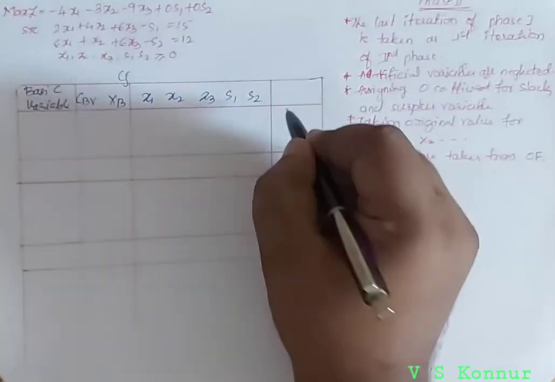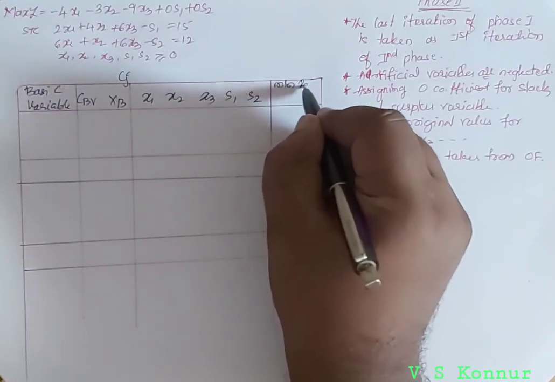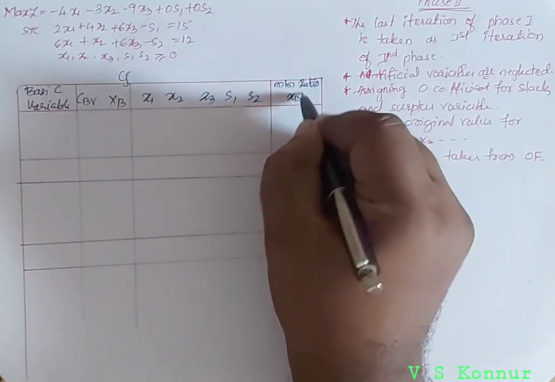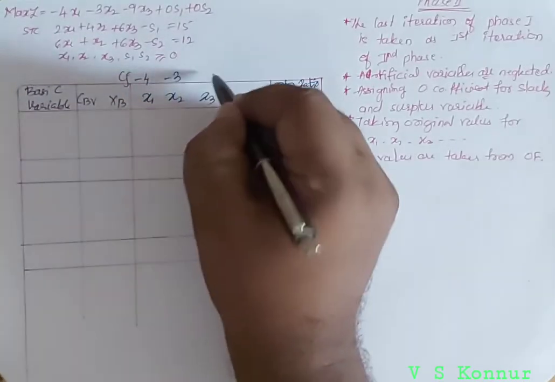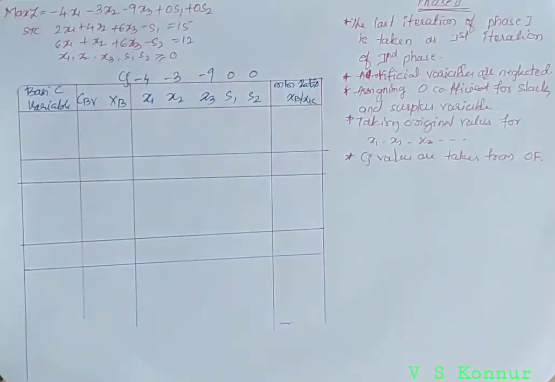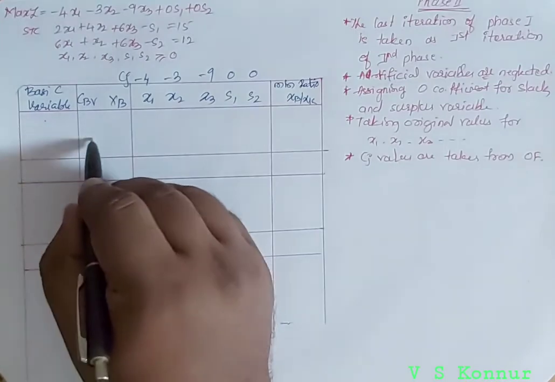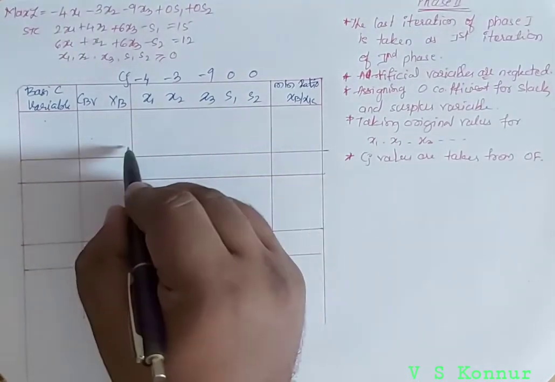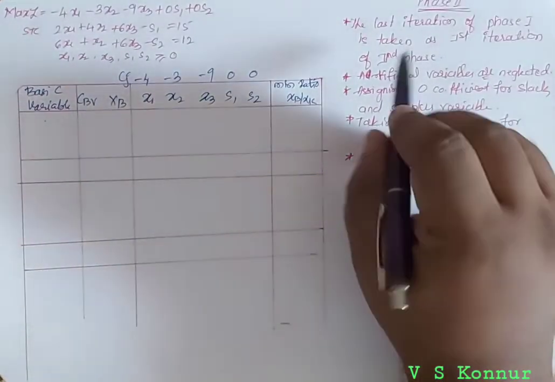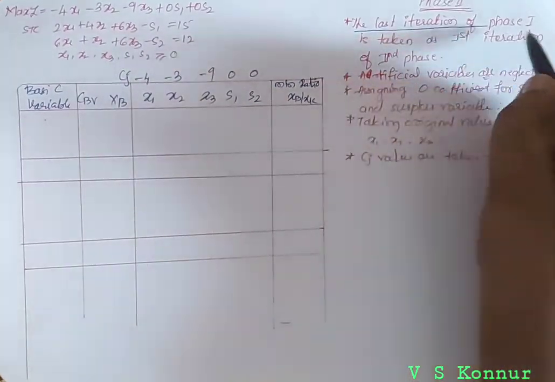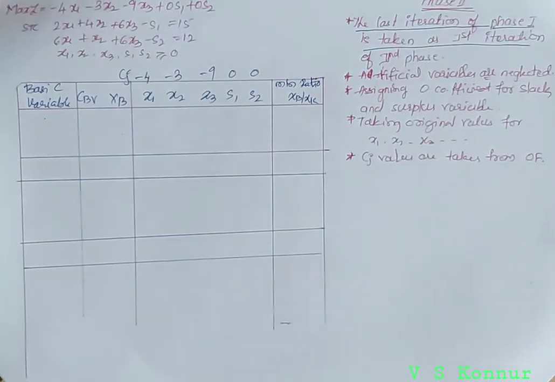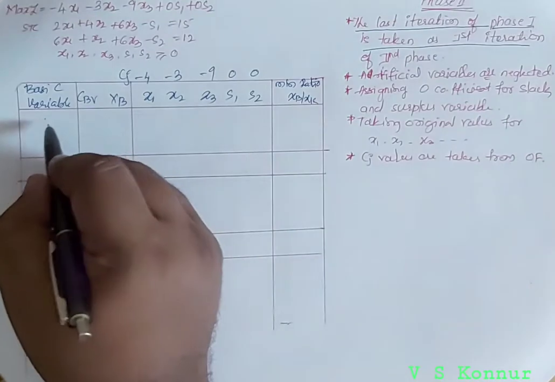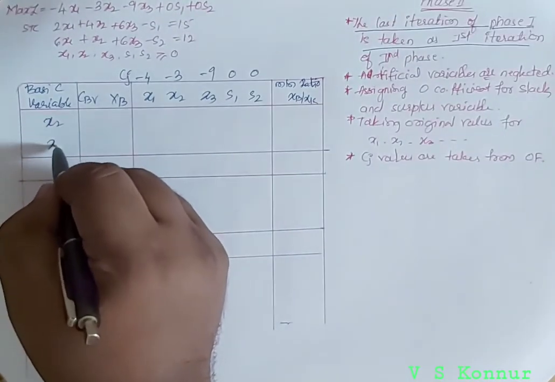Then you have to take Cj, minimum ratio xb by xk. Cj's are nothing but here minus 4, minus 3, minus 9, 0 and 0. So basic variable CBV, XB, all these will be taken from the last iteration. Here I have written that the last iteration of phase 1 is taken as the first iteration in the second phase, neglecting the artificial variable. Now I will write here basic variable; we have been left with x2 and x3.